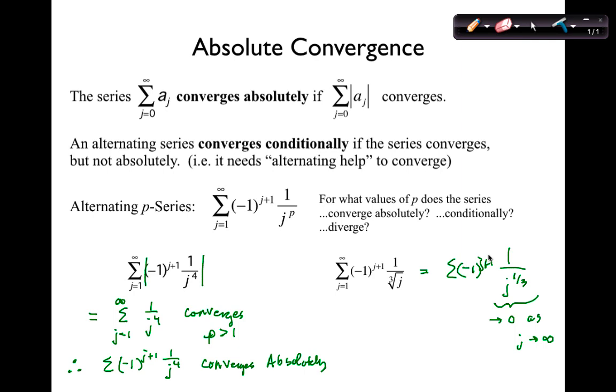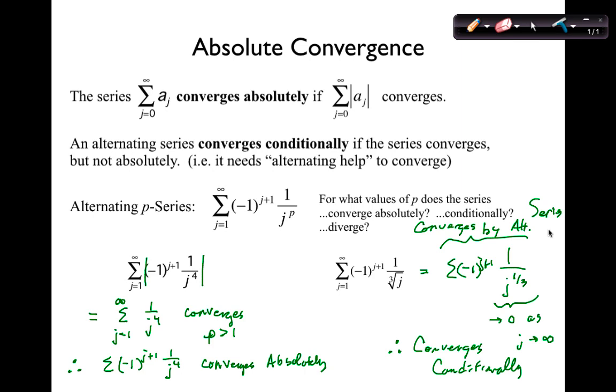But if you took away the alternating part, you'd have a p series with p less than 1. And that would not converge. That would diverge. Therefore, it converges conditionally. Do you see it? So this thing converges by the alternating series test. It meets the requirements perfectly. But take away the alternating part, put absolute value around this, you get a series that diverges. It's a p series that diverges. Therefore, this thing converges conditionally.